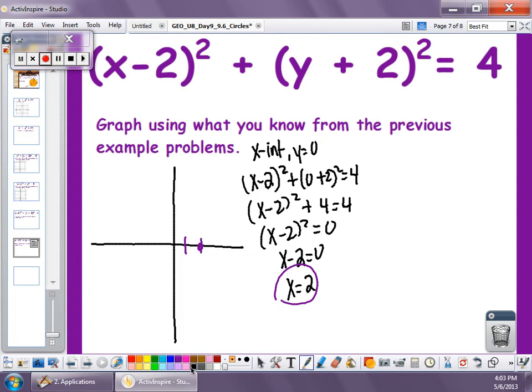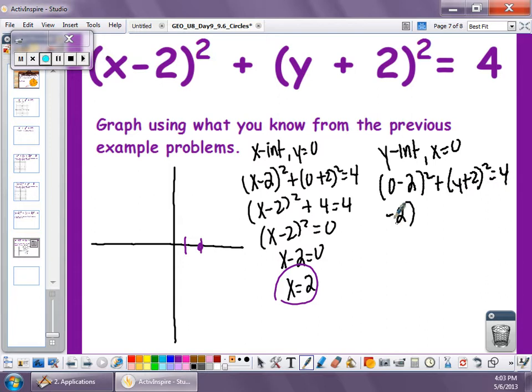And then I do my y-intercept. That means that the x value is 0. So I'm going to plug in 0. You go ahead and plug in 0. Solve that out on your own. I'll do it up here. You can watch.